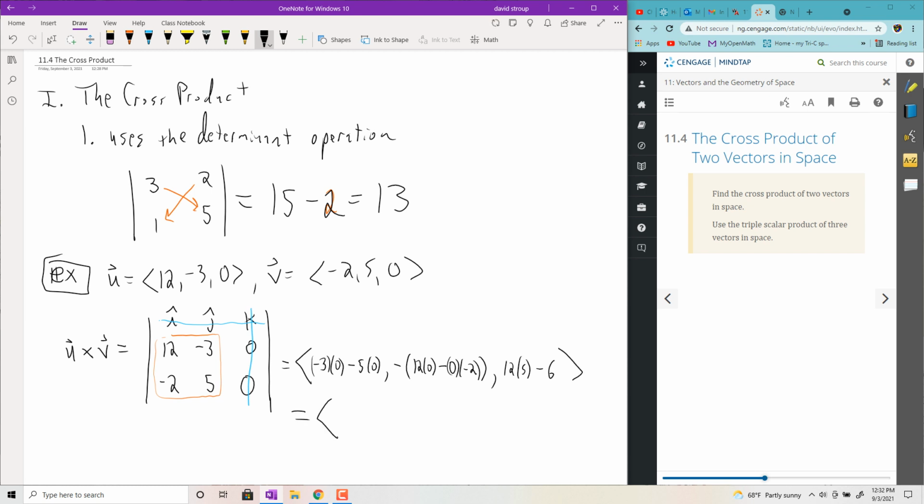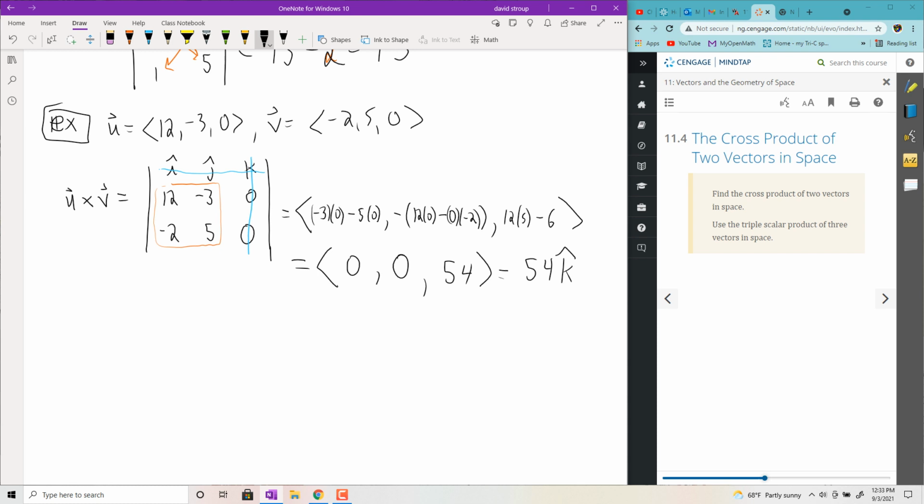Okay, and then I do a little bit of arithmetic. So that first component is going to end up being 0. And then the second component is negative 0. And then the third component would be, what, 60 minus 6, so 54. Okay. And of course, in standard unit vector notation, you can write that as 54 k. If you wish. So that's pretty much the tall and short of it.